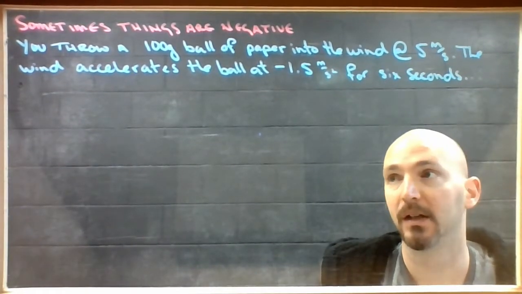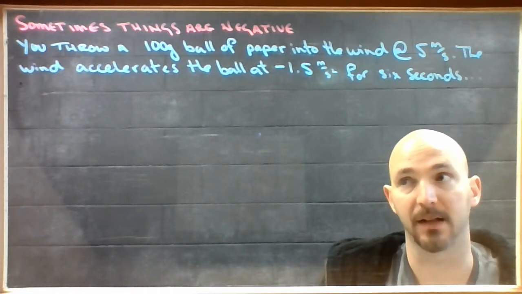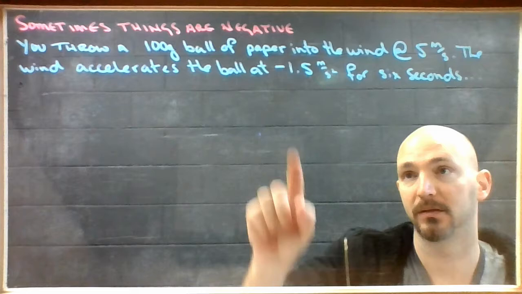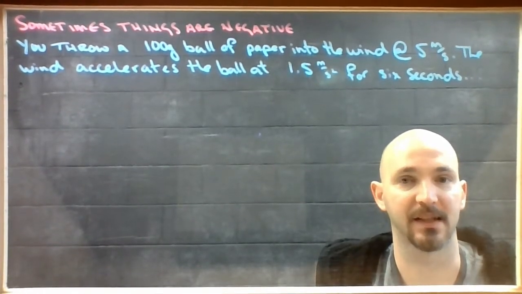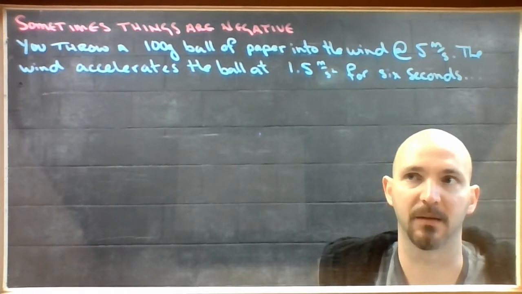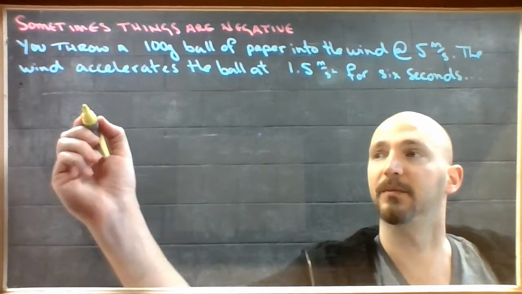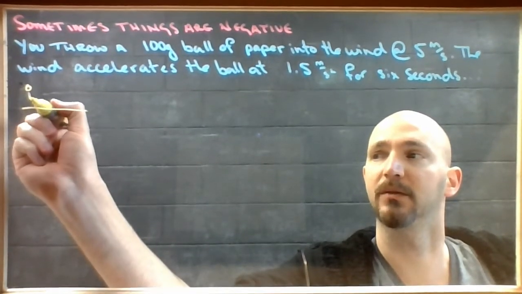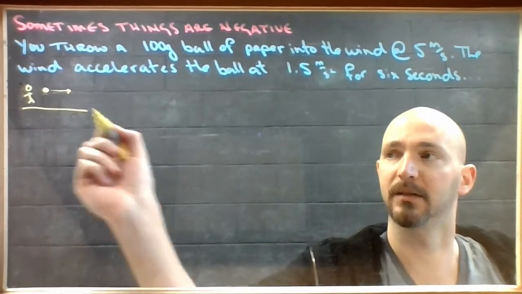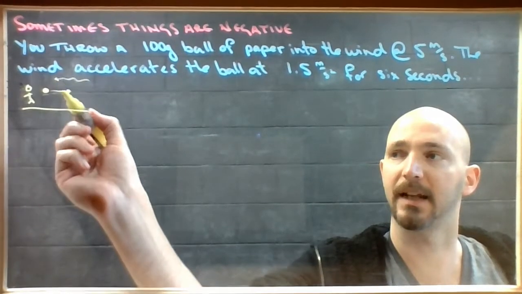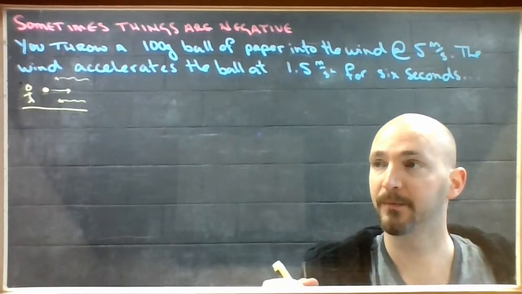Okay, a new example. You throw a 100-gram ball of paper into the wind at 5 meters per second. The wind accelerates the ball at 1.5 meters per second squared for 6 seconds. So I maybe gave the game away there by putting a negative on it. But if I try to draw this little scenario, here's you. Here's the ball of paper going this way, and the wind is heading in that direction, because it does say that you're throwing it into the wind.